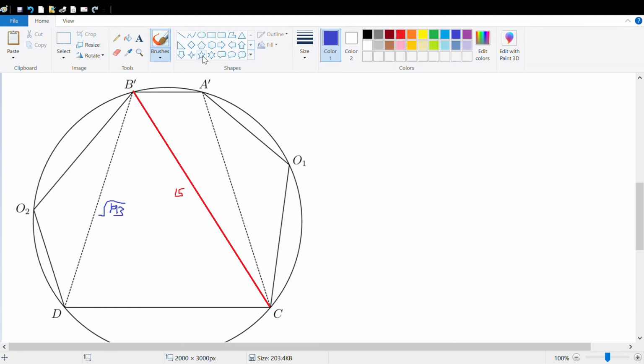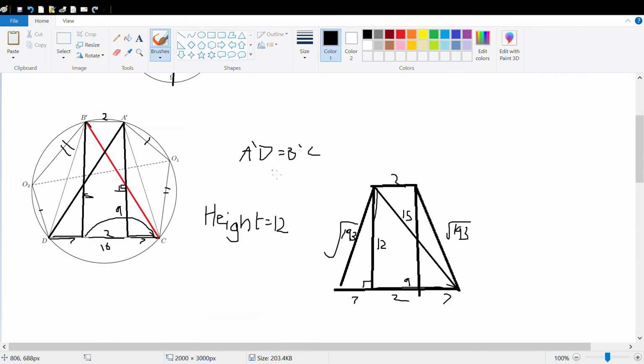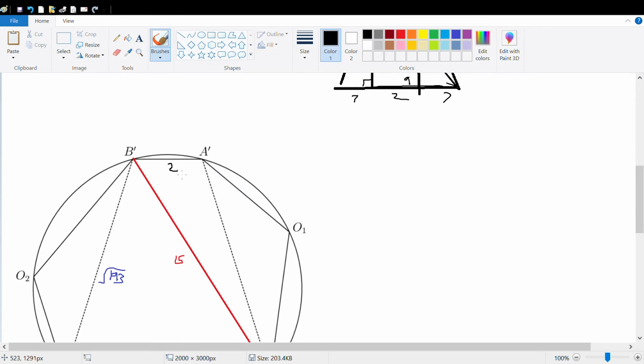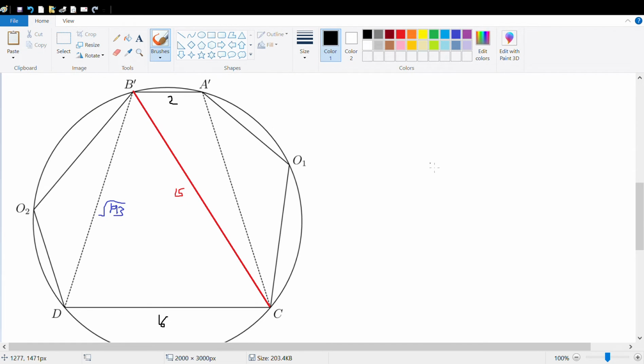And then I'll just do this in black. So we have that this is 16, and this is 2. All right. So we can find the area of our isosceles trapezoid now. That's easy. We already know the height's 12, with bases of 2 and 16. So therefore, by the basic trapezoid area formula, the area of B prime A prime C D is equal to 108. Okay, so now we need to look at triangles D O2 B prime and A prime O1 C. So we're going to show that they're congruent.